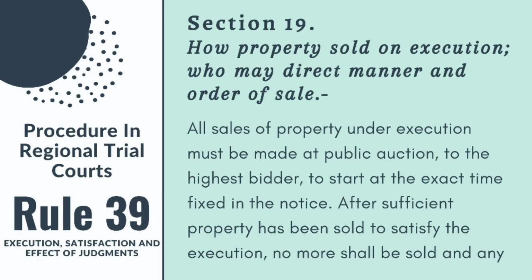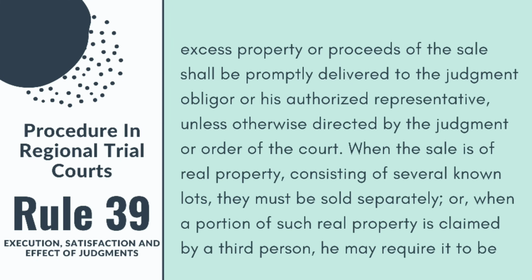Section 19. How property sold on execution, who may direct manner and order of sale. All sales of property under execution must be made at public auction, to the highest bidder, to start at the exact time fixed in the notice. After sufficient property has been sold to satisfy the execution, no more shall be sold, and any excess property or proceeds of the sale shall be promptly delivered to the judgment obligor or his authorized representative, unless otherwise directed by the judgment or order of the court.